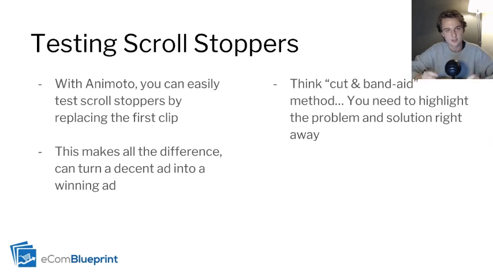Now, with Animoto, you can easily test scroll stoppers by replacing the first clip, and this makes all the difference. And now you have to think about the cut and Band-Aid method that I was telling you earlier about. The scroll stopper is really the cut, it's what allows you to apply this method. And so you want to find scroll stoppers that will cut the audience without being too offensive or too crazy. So I'm going to show you some examples, and hopefully it's going to all make sense.